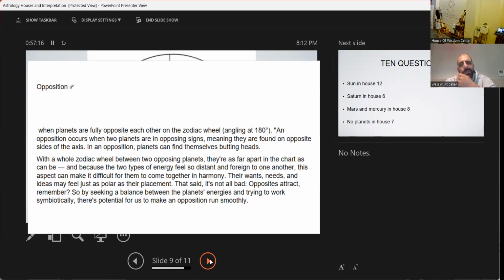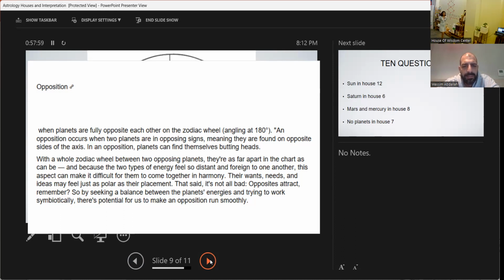An opposition occurs when two planets are in opposing signs, meaning they're found on opposite sides of the axis. And in oppositions, planets can find themselves butting heads. With the whole zodiac wheel between two opposing planets, they're as far apart in the chart as can be. And because the two types of energies feel so distant and foreign to one another, this aspect can make it difficult for them to come together in harmony. Their wants, needs, and ideas may feel just as polar as their placement. That said, it's not all bad. Opposites attract, remember? So by seeking a balance between the planets' energies and trying to work symbiotically, there's a potential for us to make an opposition run smoothly.